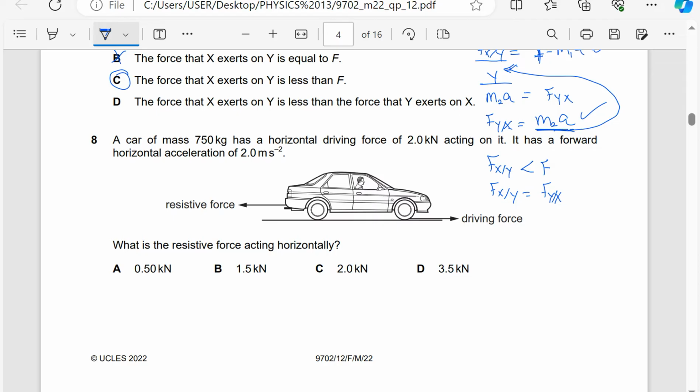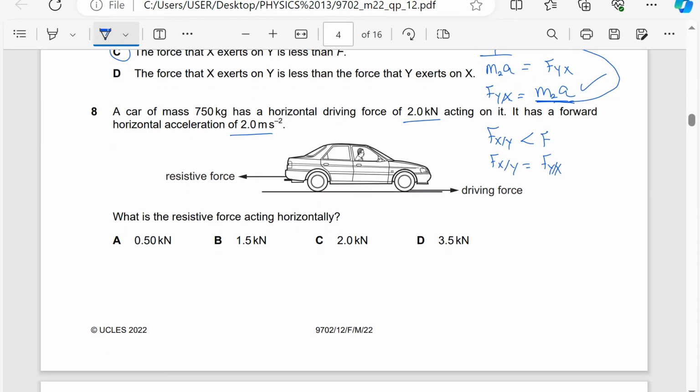A car of mass 750 kilograms has a horizontal driving force of 2.0 kilonewtons acting on it. It has a forward horizontal acceleration of 2 meters per second squared. What is the resistive force acting horizontally?